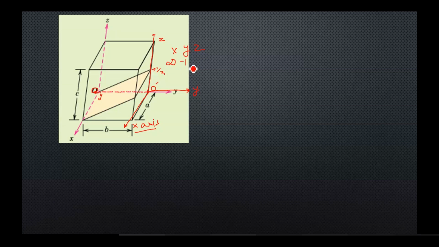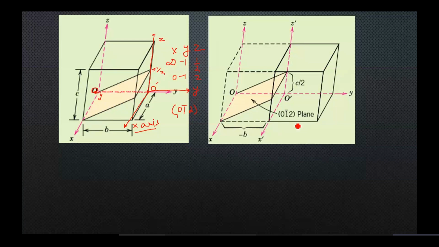Let's say this is half the cube length. Is the plane intercepting my z-axis? Yes, sir. What is the point? 1 by 2. Now, you would take the reciprocal of the three intercepts: x would become 0, y would still remain as -1, and z would become 2. So you could write the Miller indices of the plane as 0, 1 bar, 2. So this is a 0, 1 bar, 2 plane as it is shown over here.